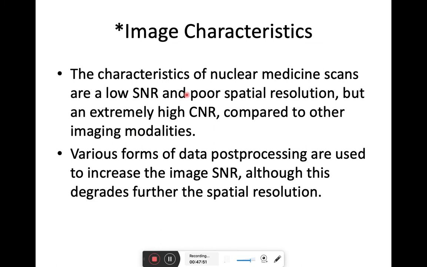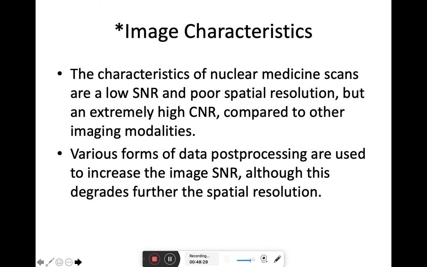Now we will have a look into image characteristics. The characteristics of nuclear medicine scans are a low SNR and poor spatial resolution, but an extremely high contrast compared to other imaging modalities. Various forms of data post-processing are used to increase the image SNR, although this will degrade the spatial resolution.